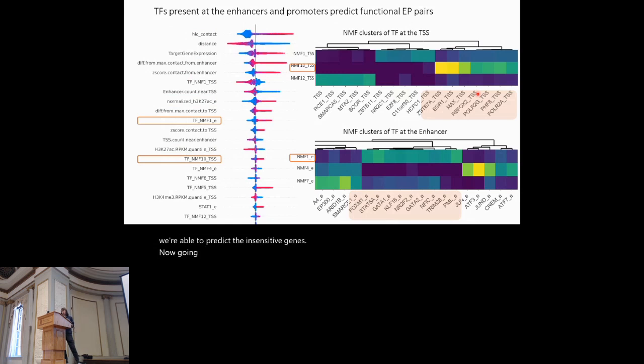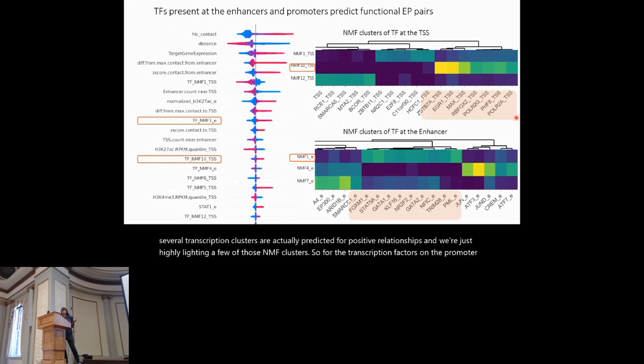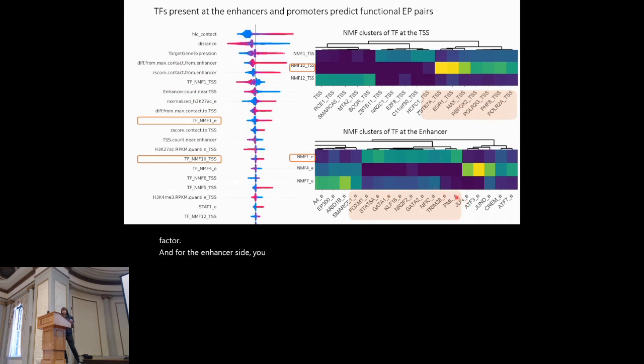Now going to the features that are important for positive EP relationships, we found that several transcription factor clusters are actually predictive for positive relationships, and we're just highlighting a few of those NMF clusters. So for the transcription factors on the promoter side, you see general RNA polymerases showing up, and RBFOX2, which is a splicing factor. And for the enhancer side, you find proteins that are generally known to regulate cell cycles. So this is a K562 cancer cell line. So cell cycle genes, hematopoiesis genes like the STATs, the GATAs, they're showing up in the enhancer binding sites.